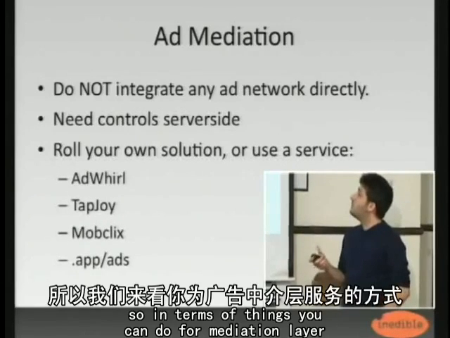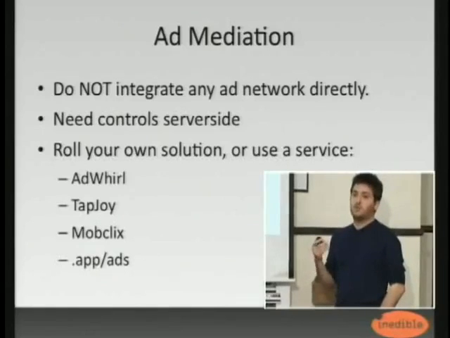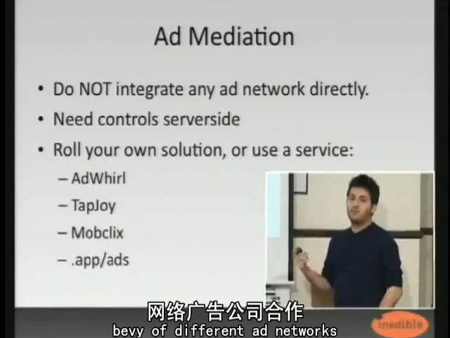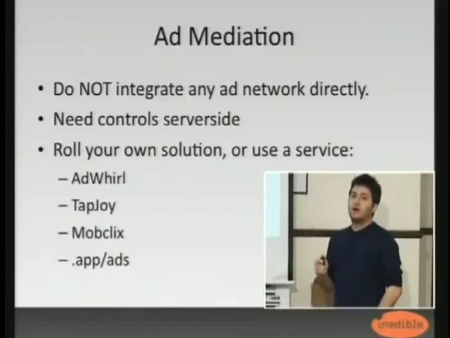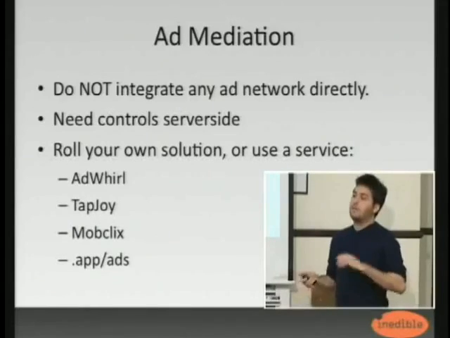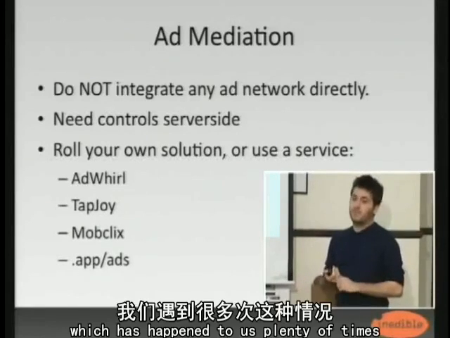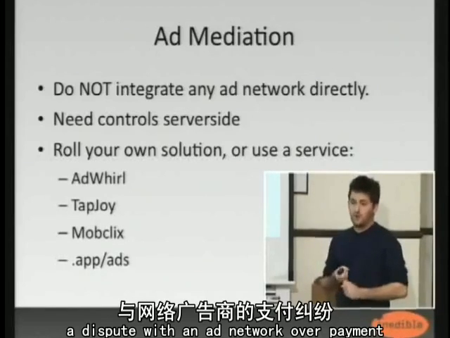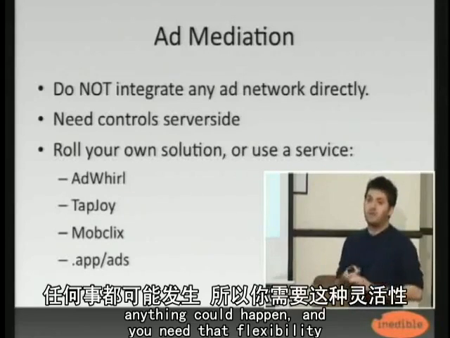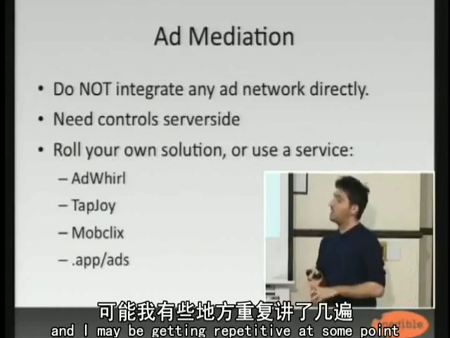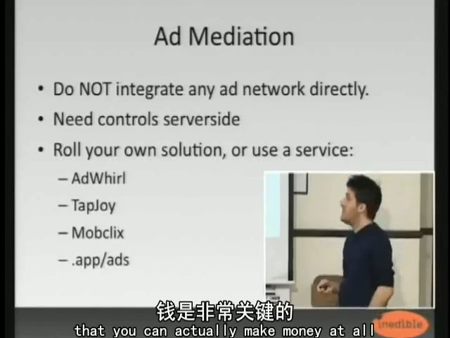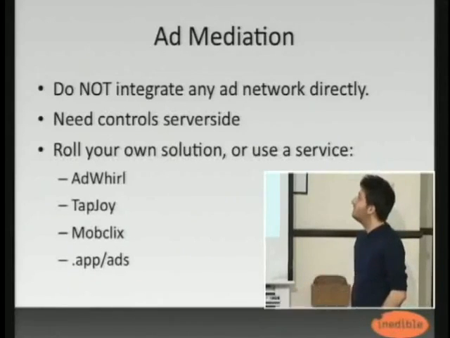So in terms of what mediation lets you do, you integrate one of these mediation solutions directly into your code, and that lets you tie in a whole bevy of different ad networks, and they do it with different methods. But basically the idea is you want to be in control of your inventory at any time when something goes wrong, be it an ad network library that crashes your app, which has happened to us plenty of times, a dispute with an ad network over payment, which has also happened plenty of times, or the fill rate drying up. Anything can happen and you need that flexibility. I may be getting repetitive at some point, but I really want to hammer home that this is going to be key to making sure that you can actually make money at all, and make good money at that.